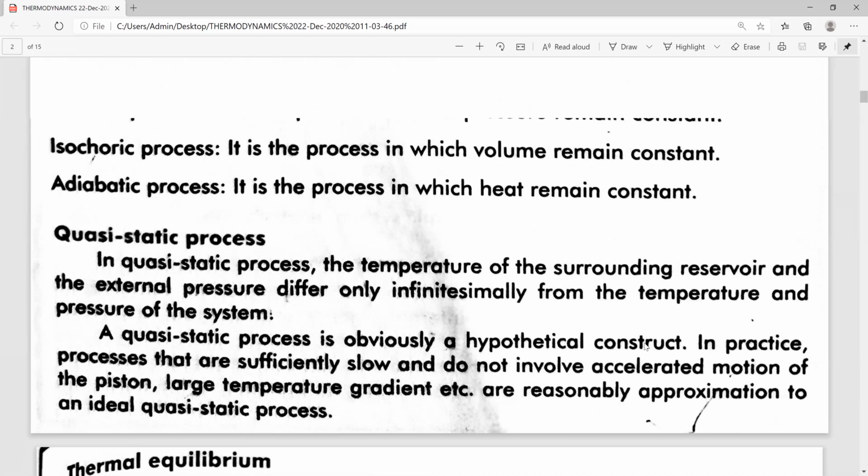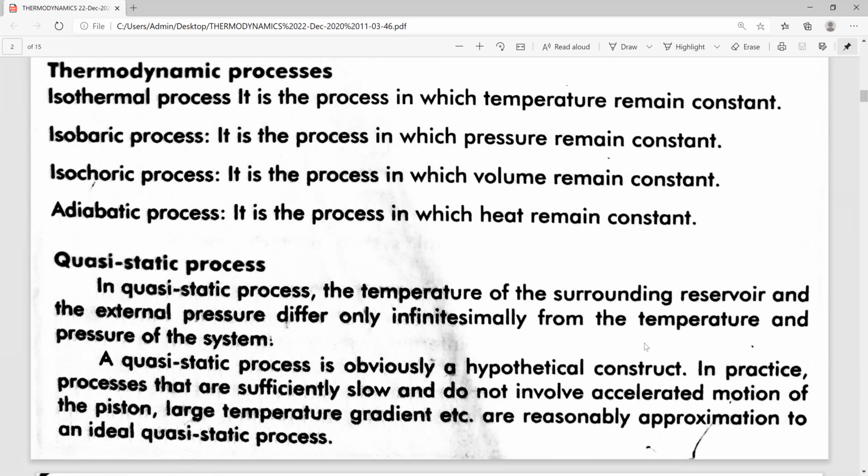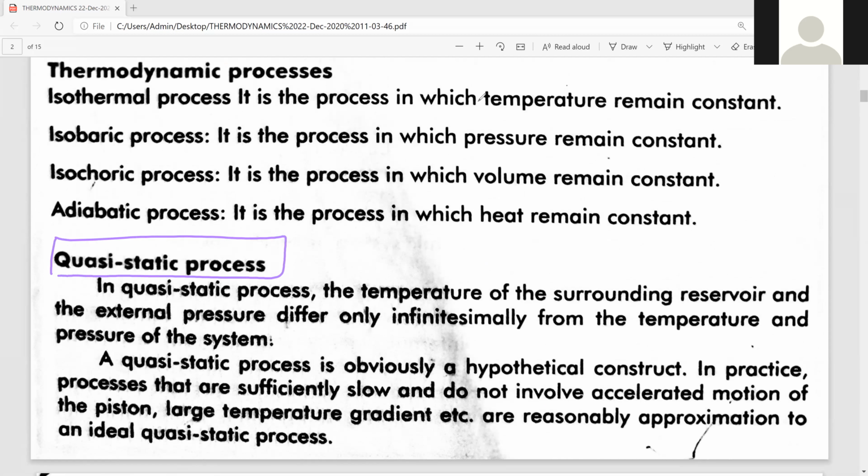And next we shall see what is the meaning of a quasi-static process. In a quasi-static process, the temperature of the surroundings and the external pressure differ only infinitesimally from the temperature and pressure of the system. Quasi-static process is obviously a hypothetical construct. Actually in practice, processes that are sufficiently slow, and do not involve accelerated motion of the piston, large temperature gradients, etc., are reasonable approximations to an ideal quasi-static process. So a quasi-static process is a very slow process, that you have to remember.